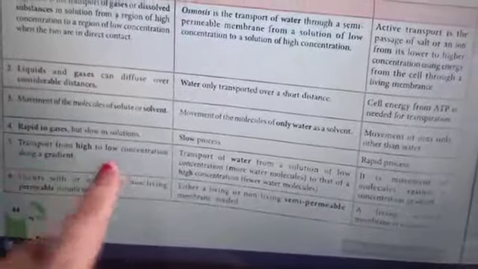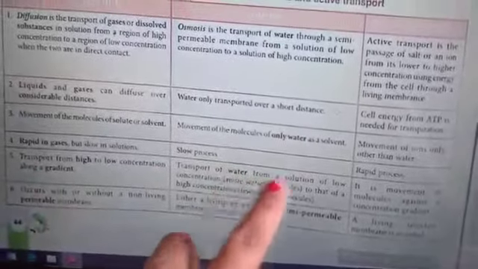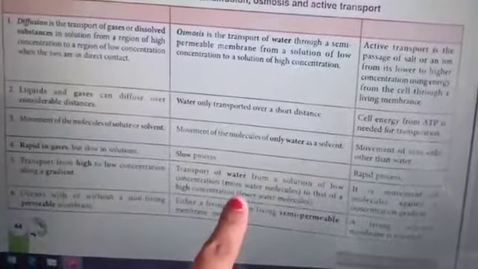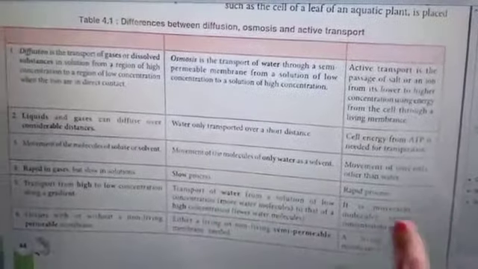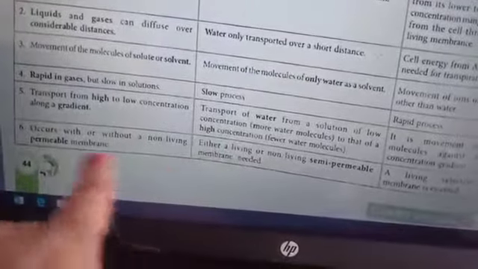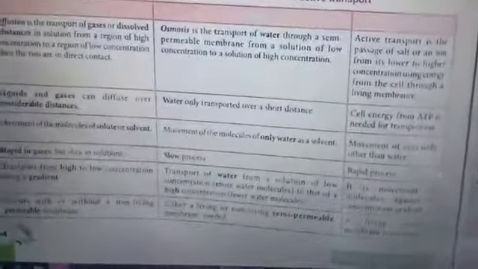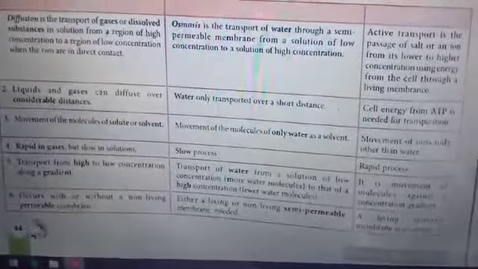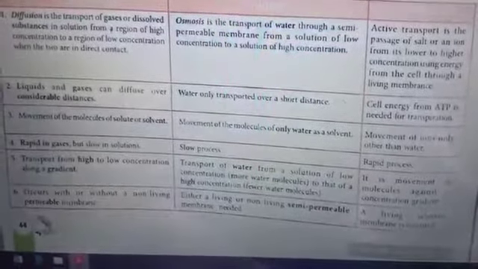Diffusion is transport from higher to lower. This is water from lower to higher, again based on the concentration of solute. Over here, it is against the concentration gradient. The last one occurs with or without a non-living permeable membrane. Over here, a semi-permeable membrane. Over here, a selective membrane, because ion movements are being carried out. So this is all about active transport, turgid and flaccidity or plasmolysis conditions. Clear?